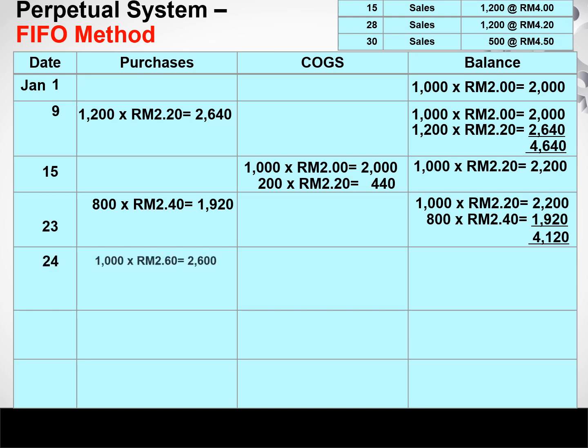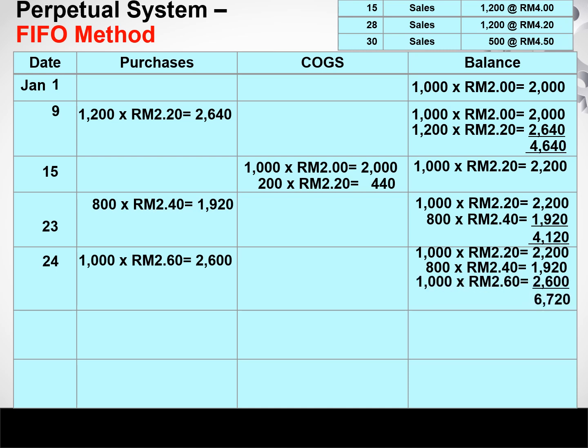On 24th January, purchase 1,000 unit times 2 ringgit and 60 cents equals to 2,600. So the balance are 1,000 unit times 2 ringgit and 20 cents equals to 2,200, 800 unit times 2 ringgit and 40 cents equals to 1,920, and the new purchase is 1,000 unit times 2 ringgit and 60 cents equals to 2,600. The new balance are 8,600 and 6,720.